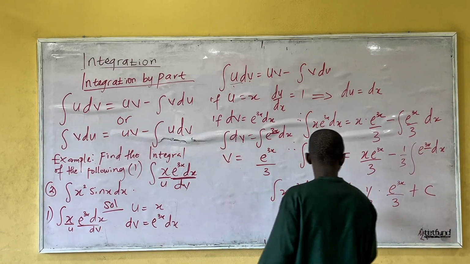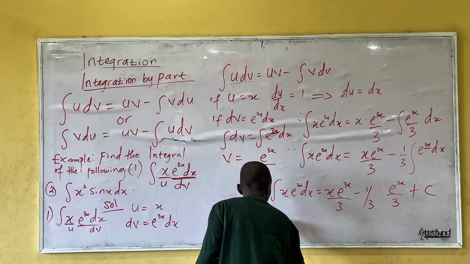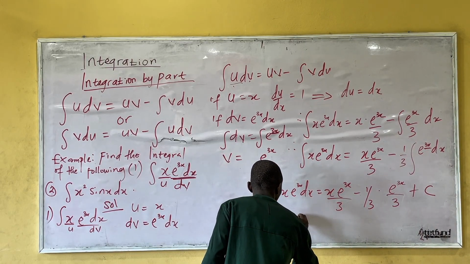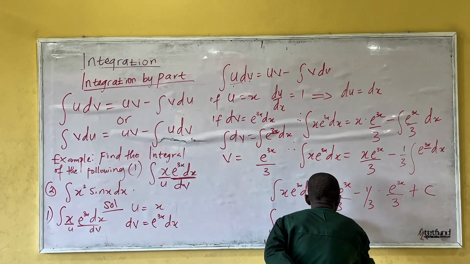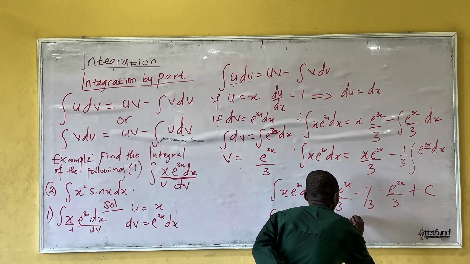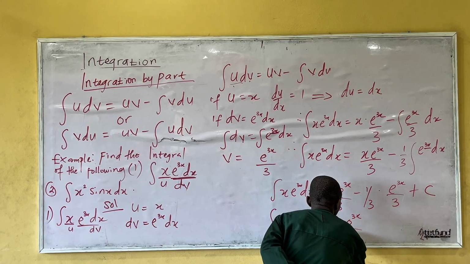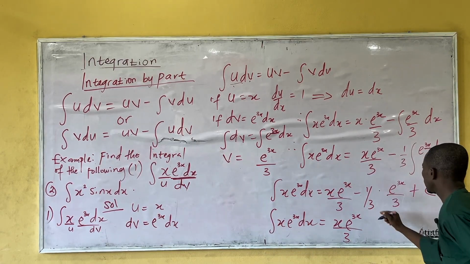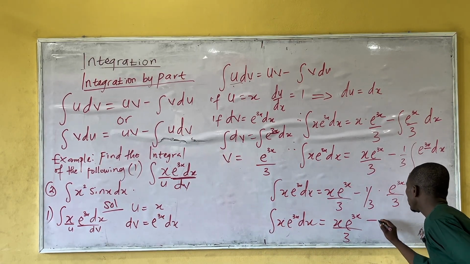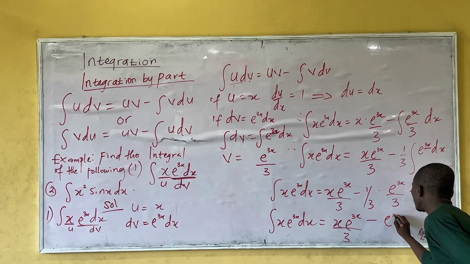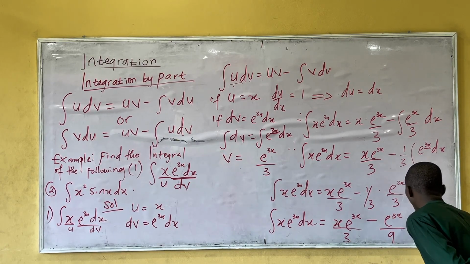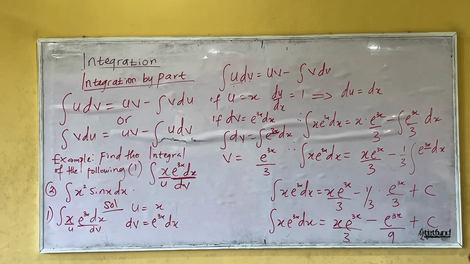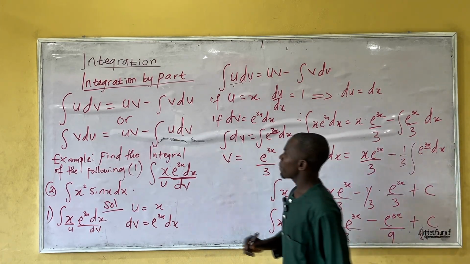So the final answer is the integral of x exponential of 3x dx is equal to x exponential of 3x over 3. Then this times this will give me minus exponential of 3x over 3 times 3, 9, plus c. That is the final answer for question 1 using integration by parts.